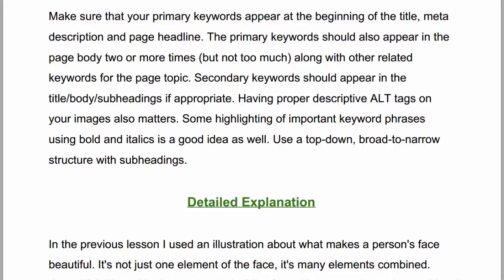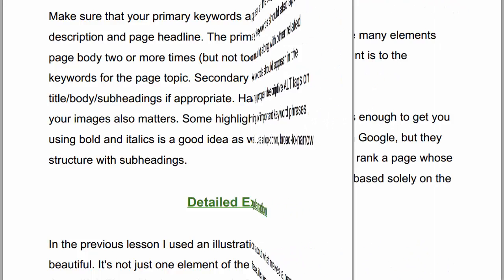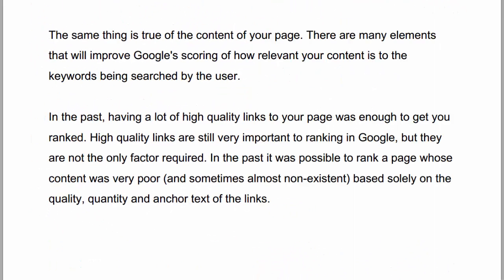In the previous lesson, I used an illustration about what makes a person's face beautiful. It's not just one element of the face, it's many elements combined. The same thing is true of the content of your page. There are many elements that will improve Google's scoring of how relevant your content is to the keywords being searched by the user.